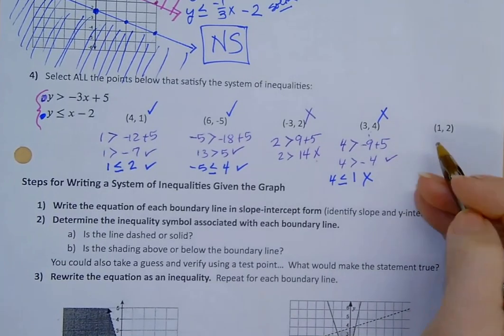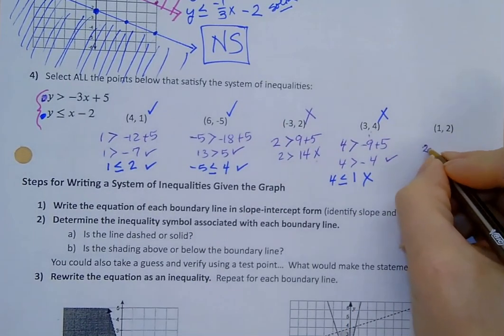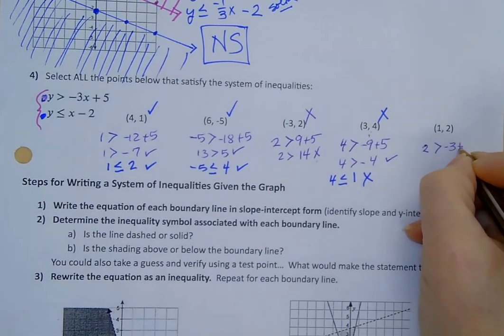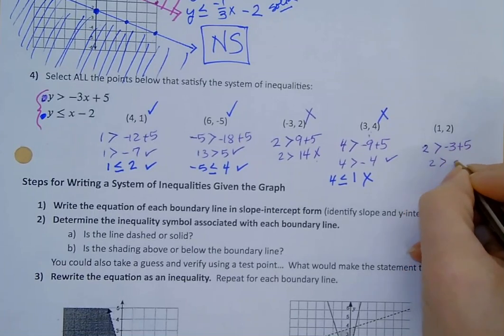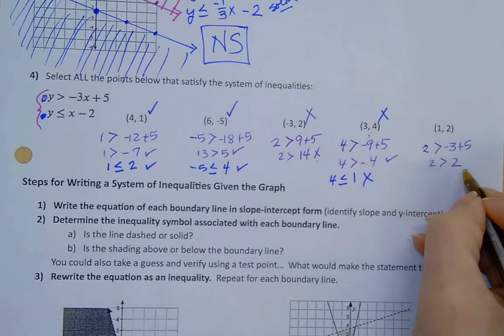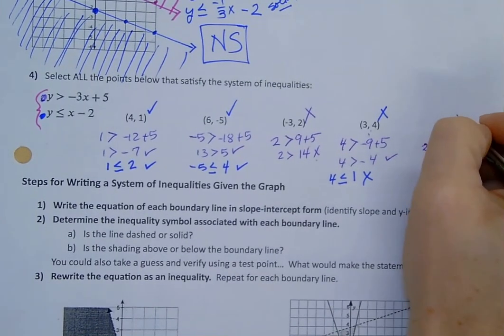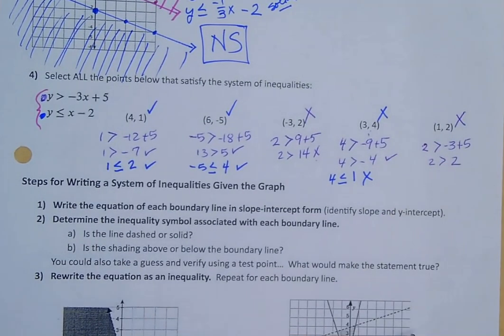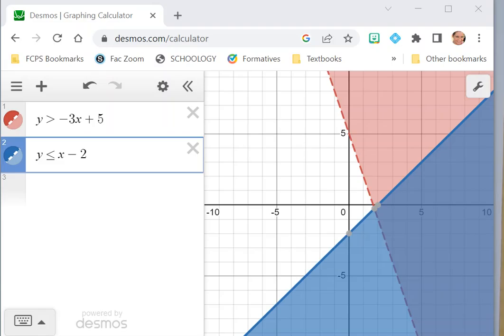All right, 1, 2. I know that that means 2 is greater than negative 3 plus 5. 2 is greater than 2. Already not true. 2 is greater than or equal to 2, but 2 is not greater than 2. So I'm going to stop right there. And I'm going to pop us over to Desmos and just show you that all of those points could be checked in Desmos too.